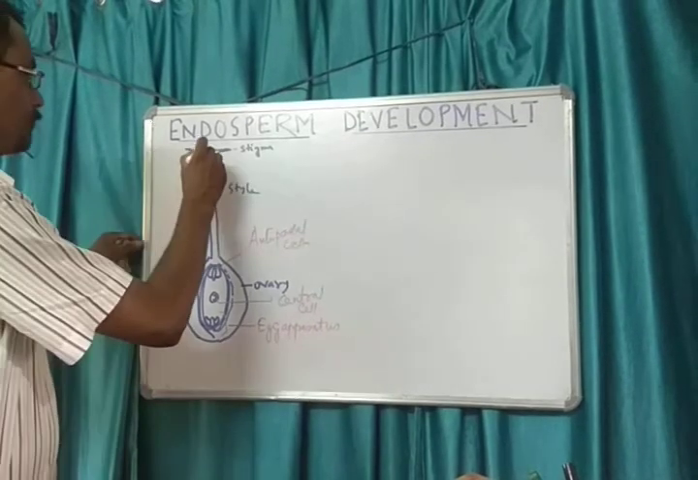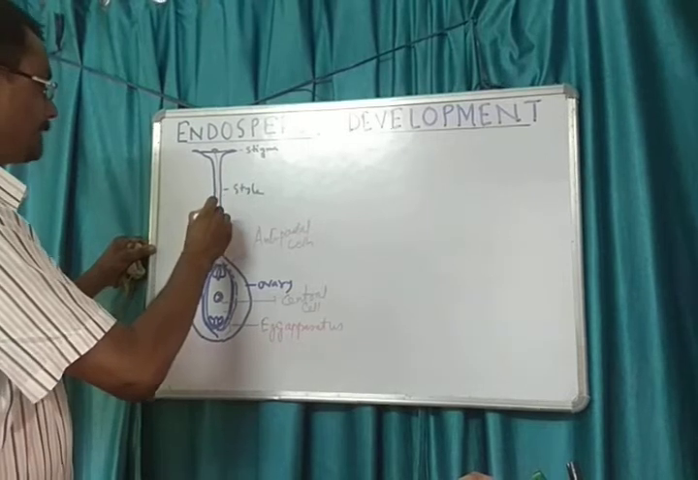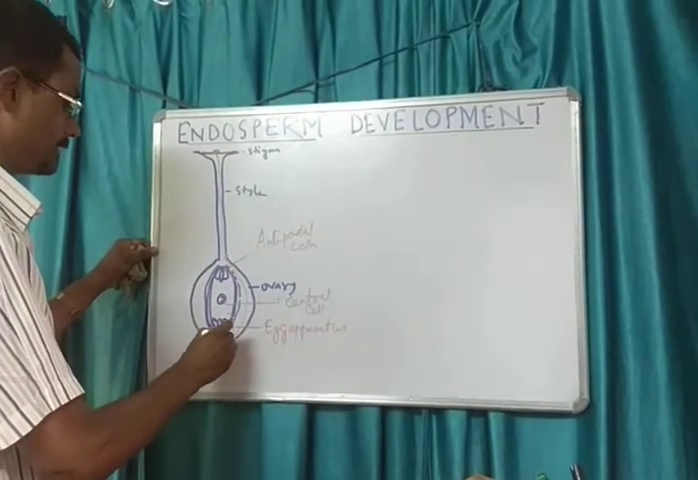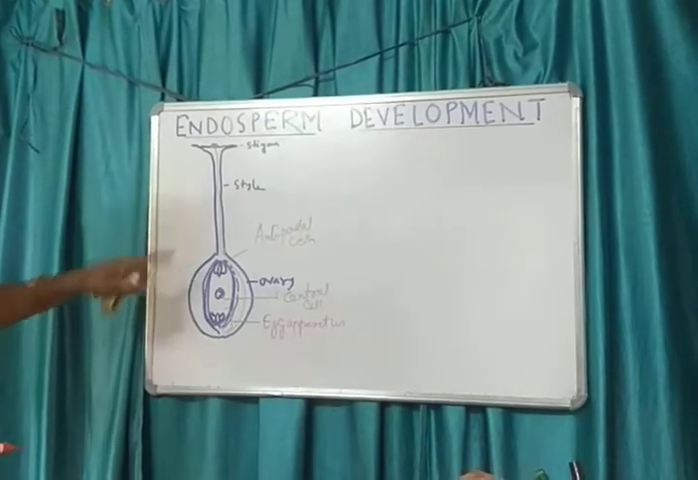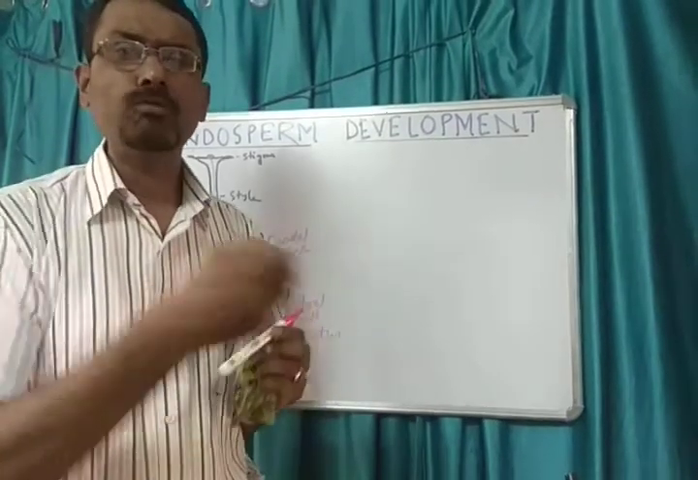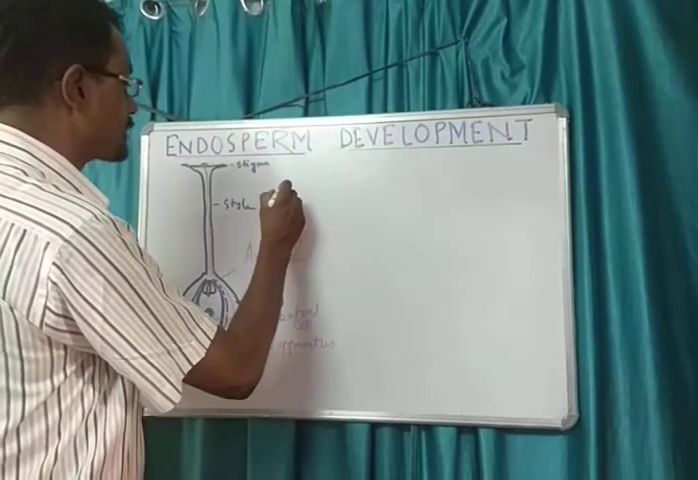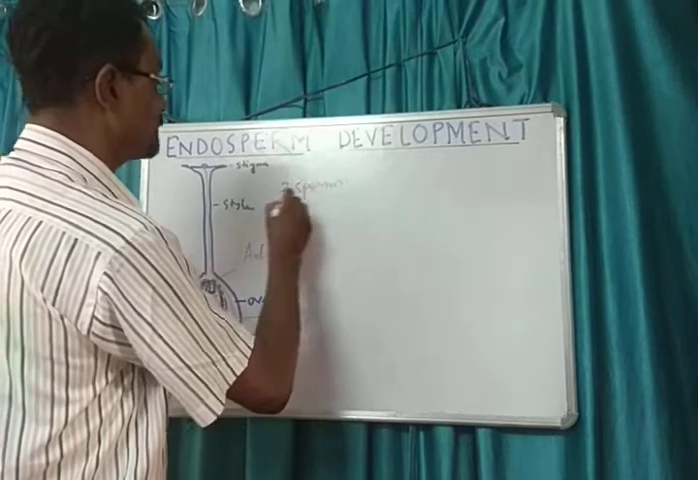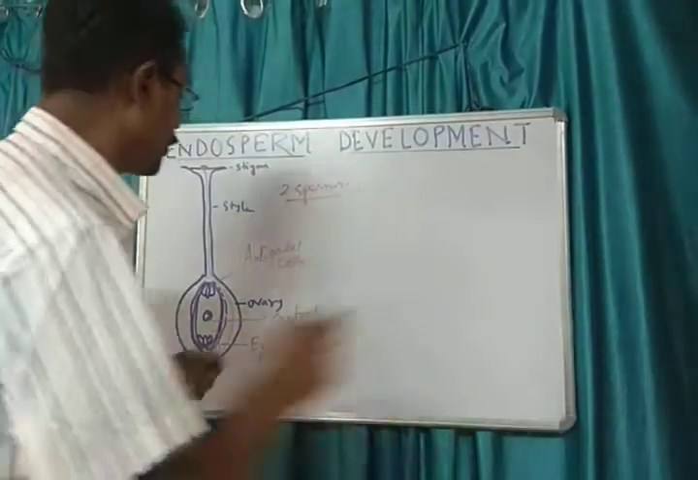Now the pollen tube will develop from the pollen, will be coming like this, and will be entering this side. Okay? These things we know. Today, we'll be discussing what happens inside the pollen tube: two sperms are produced. Two sperms. This is important.